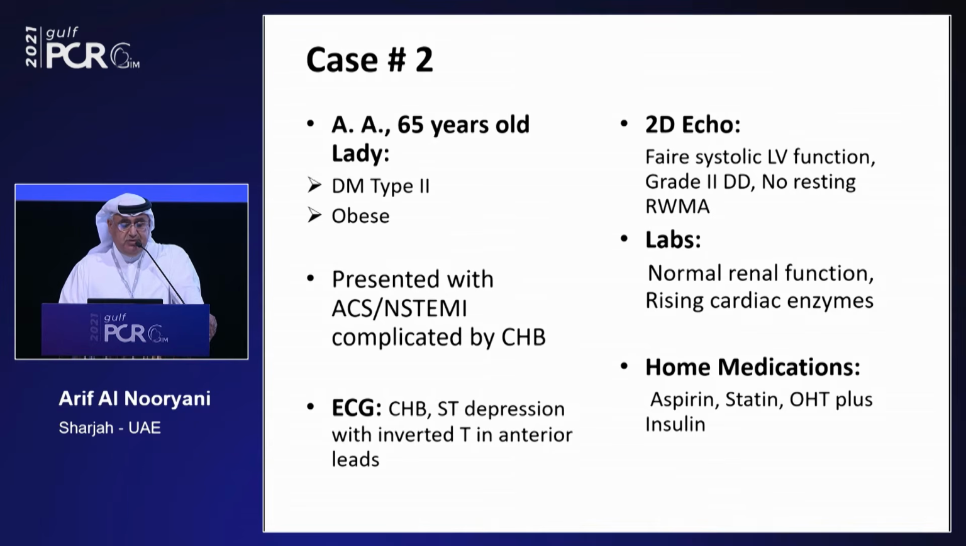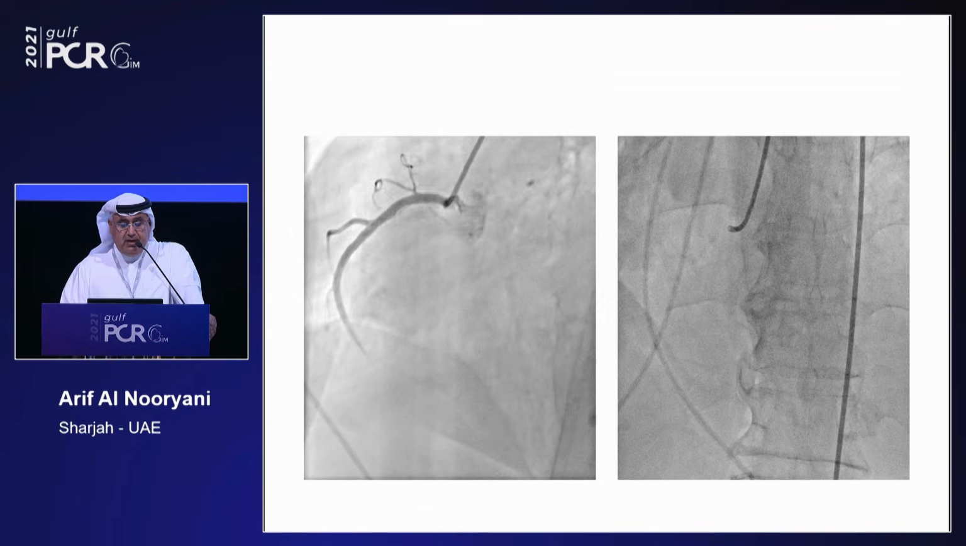This is case number 2, a 65-year-old lady, diabetic, obese, presented with non-STEMI, complicated by complete heart block. The ECG this time showed ST depression with inverted T in the anterior leads, echo showed fair systolic LV function, and labs were almost normal. Home medication, she was already on statin, aspirin, oral hypoglycemic agents.